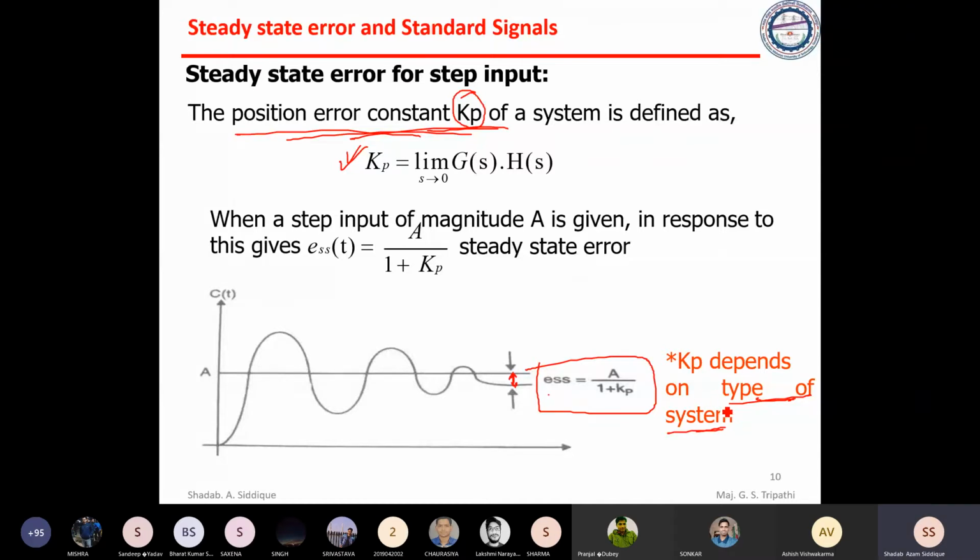So we'll try to find the type of a system. The type of a system can be found from the open loop transfer function. We take the OLTF and find the type of the system. If it is a type 1 system, then the error will be different. If it is a type 0 system, the error will be different. We will see in detail. For the time being, just think of ESS for a unit step input. If we have a step input, the error is A divided by 1 plus KP, and KP is equal to limit s tending to 0 G(s) H(s). That is called the position error constant. We will go through the problem, don't worry.